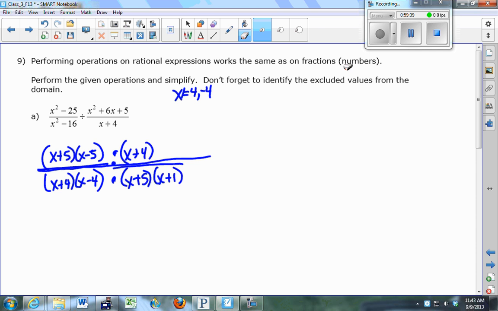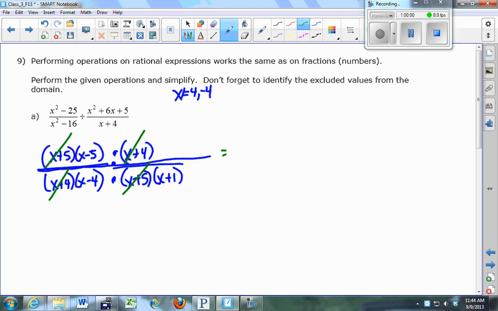And now you look for your foo-foos. Any foo-foos, top and bottom. Fancy forms of 1. There's an x plus 4 in the numerator and an x plus 4 in the denominator. There's one big foo-foo. Any others? X plus 5, x plus 5.